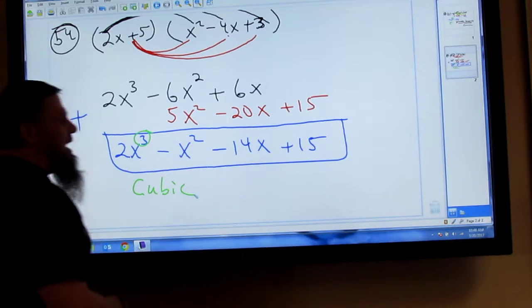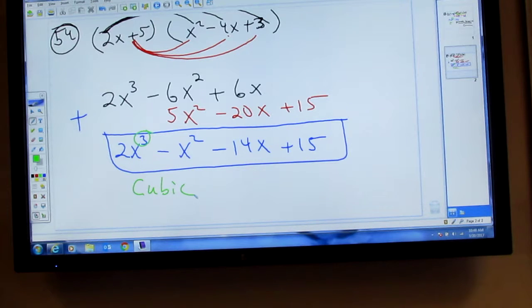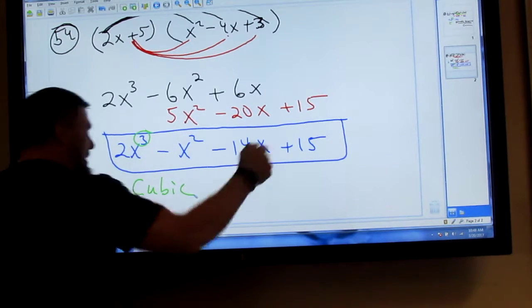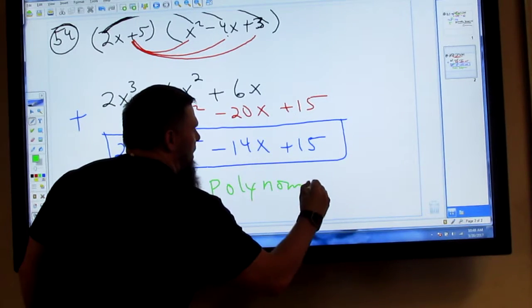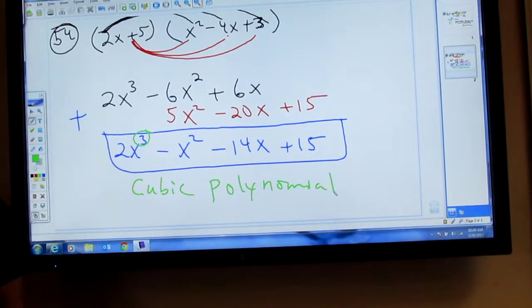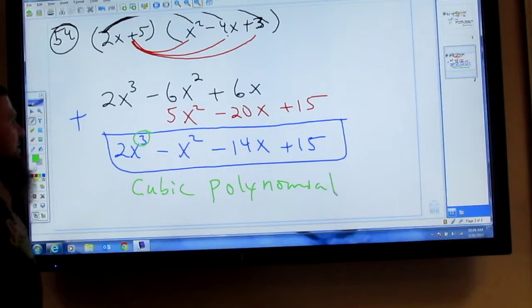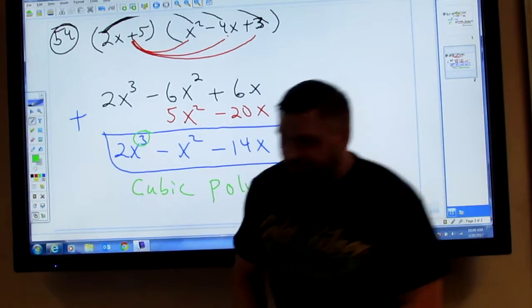Alright, cubic, and then how is this a monomial, binomial, trinomial, polynomial? Polynomial. Why is it a polynomial? Because it's more than 3. So we just call it a polynomial. Why a polynomial? What does poly mean? Many. Very good. So, that's it. Alright, next problem.